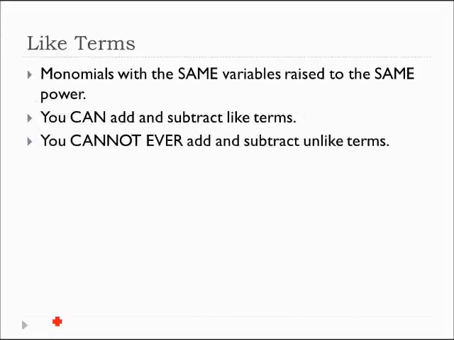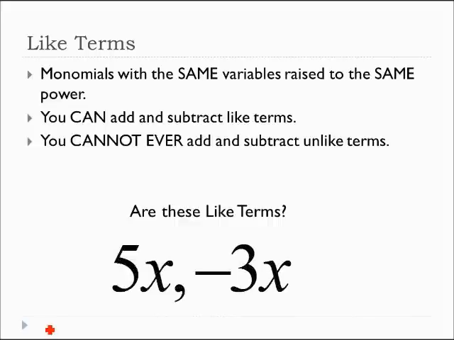Lastly, you cannot ever add or subtract unlike terms. If the boxes are different sizes, if the variables or their exponents are different, you cannot put them together, ever. I don't care what level math you're in, you will not be able to combine those things, because a variable is unknown and you can't put things of unknown sizes together if they're not the same. All right? So let's look at a couple examples. We're going to be asking, are these like terms or not?